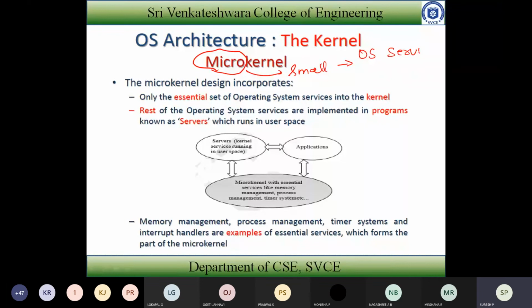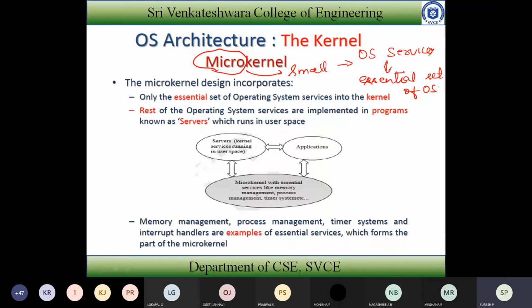So what does "small" mean here? It means having only the essential services. The essential set of OS services will be loaded into the kernel in your microkernel. So inside your microkernel, what will be loaded? What are the essential operating system services? Those will be loaded into the kernel.